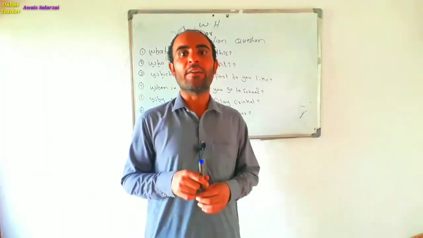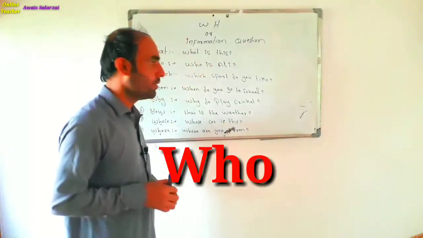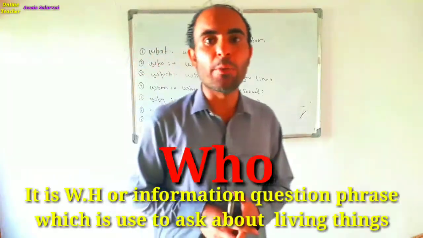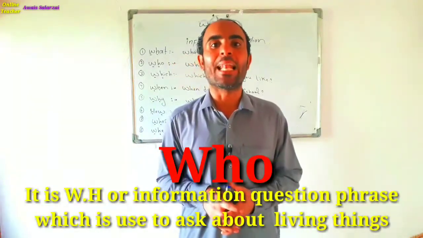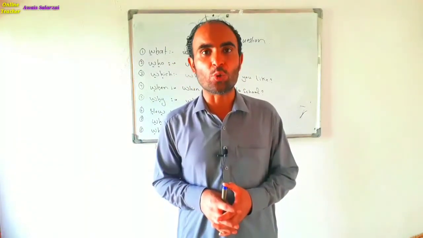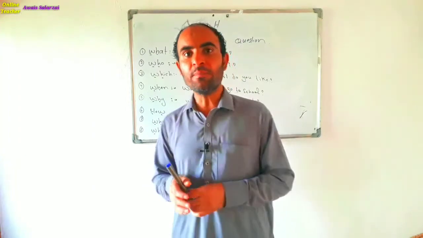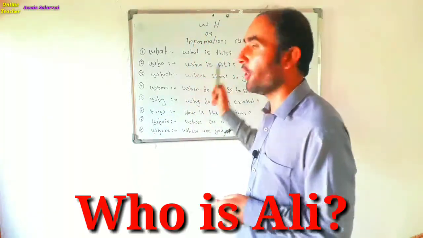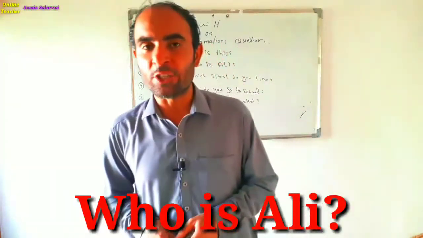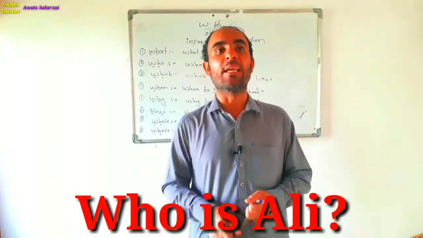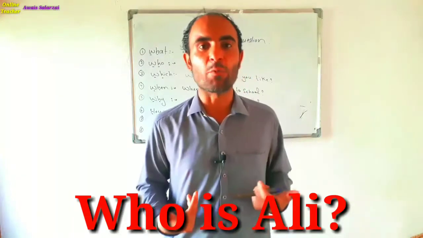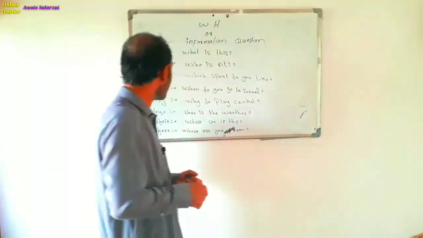That is what. Next we have who. Who is a WH information question phrase which is used to ask about living things or about persons. For example, we have who is Ali? Ali is a living thing. He is a person. If we are going to ask about Ali, we will say who is Ali? He is my brother.